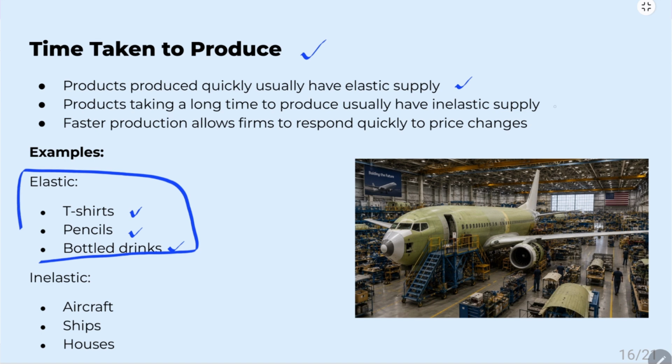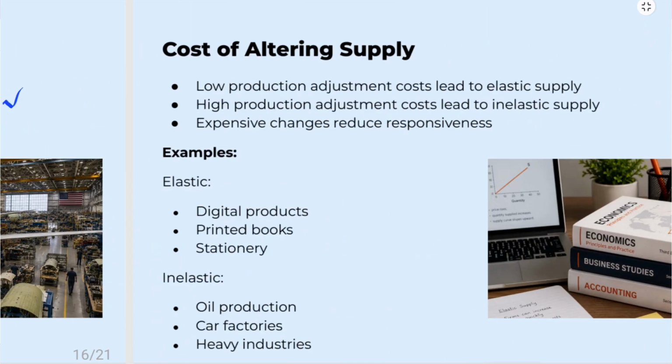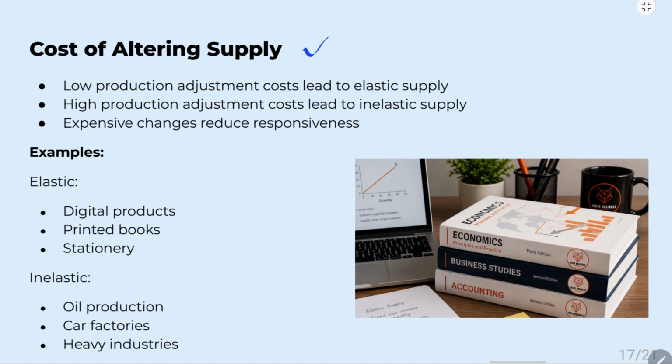On the other hand, products that take a long time to produce usually have inelastic supply. Aircraft, ships, and houses require significant time and resources, so firms cannot quickly increase supply even when prices rise. When the cost of altering supply is low, supply is usually elastic because firms can increase production more easily. Products like digital goods, printed books, and stationery can often be supplied at relatively low additional cost. However, when changing production is expensive, supply tends to be inelastic.